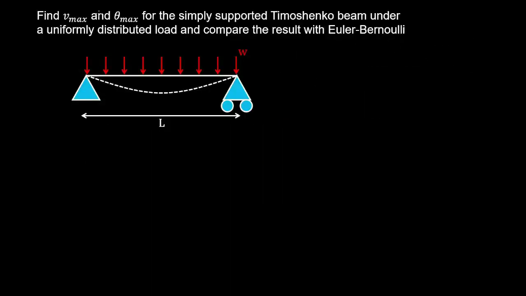Find the maximum deflection and rotation for the simply supported Timoshenko beam and the uniformly distributed load, and compare the result with Euler-Bernoulli. Well, the governing equations are the bending stiffness by the curvature is equal to the bending moment, and the shear correction factor by the cross-sectional area by the shear modulus by the negative of the shear angle, which is the bending angle minus the net angle change of the neutral axis, and that's equal to the shear force.